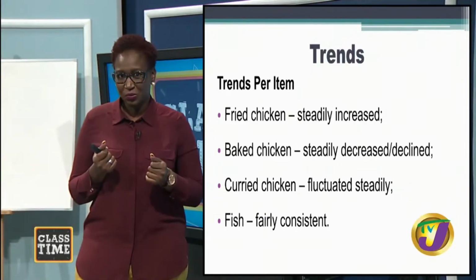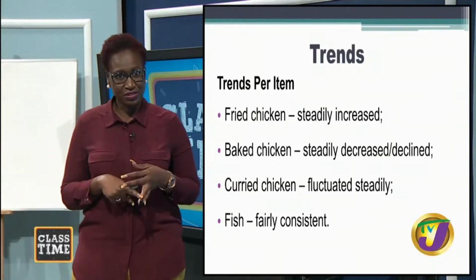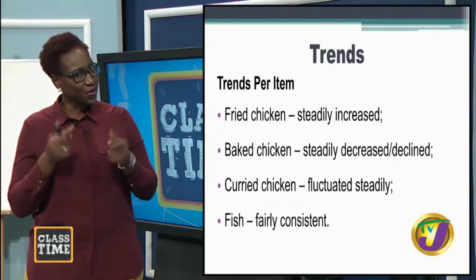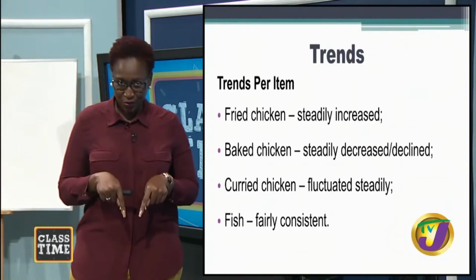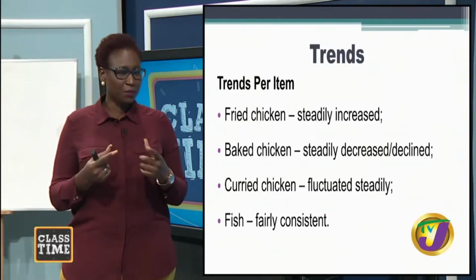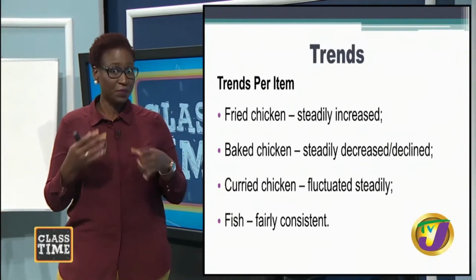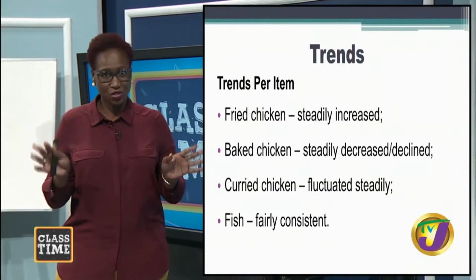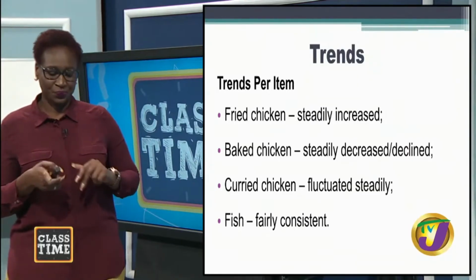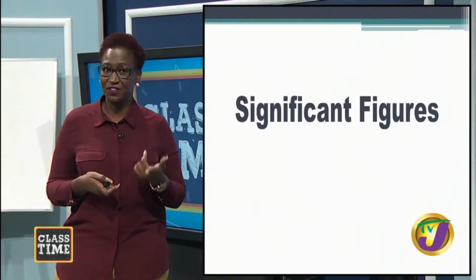The curry chicken now. The curry chicken did not just increase, it did not just decrease, it fluctuated. So the curry chicken had days when the sales were high and days when the sales were low. But the difference in these figures wasn't anything alarming per se. And for the fish, fairly constant. So probably it's the same people buy fish every day. We don't know. It's not our call to make. So there are the trends you need to pay attention to. Of course, again, we need to look at the significant figures as well.